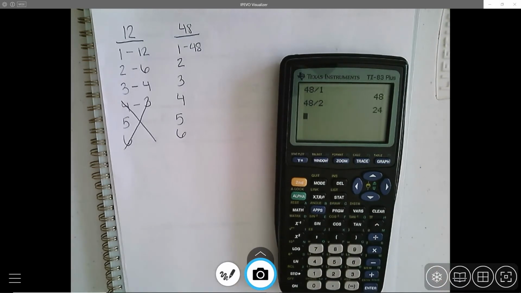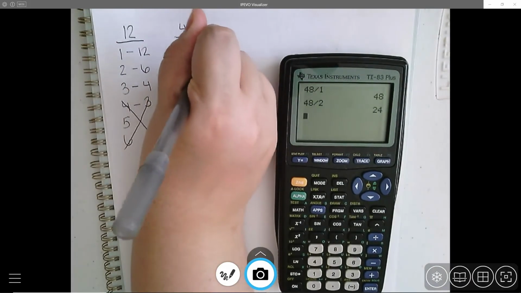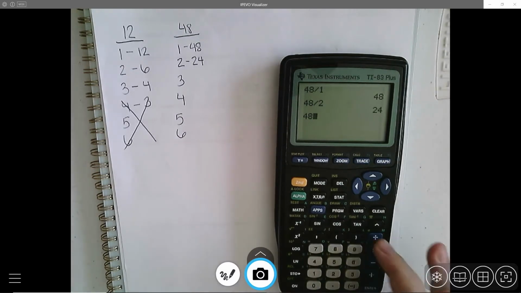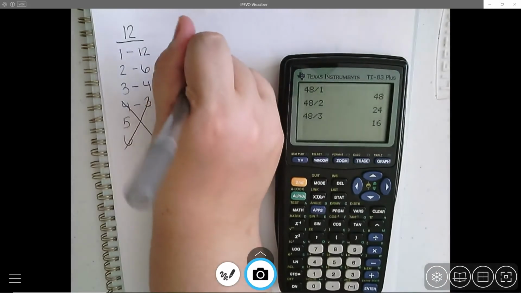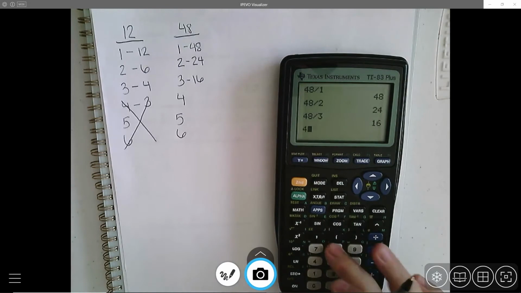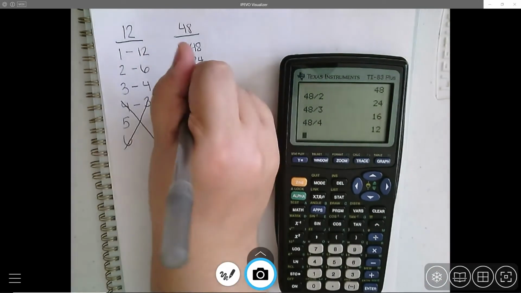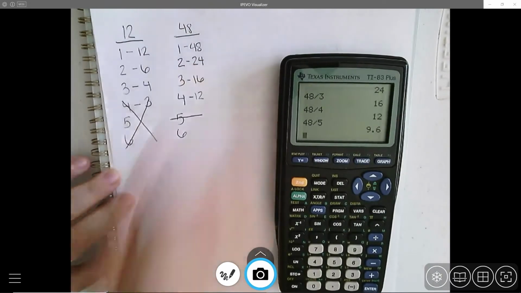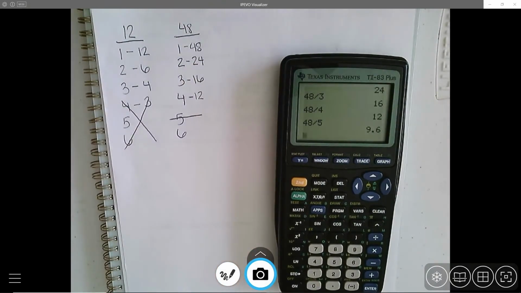48 divided by 2, again a non-decimal, so 2 and the answer of 24 are factors. 48 divided by 3, again a non-decimal answer of 16, so 3 and 16 must be factors. 48 divided by 4, I get an answer of 12, so 4 and 12 must be factors. 48 divided by 5, I get a decimal answer. That means 5 and nothing are factors of 48. If you get a decimal by dividing by that number, you cross it out.